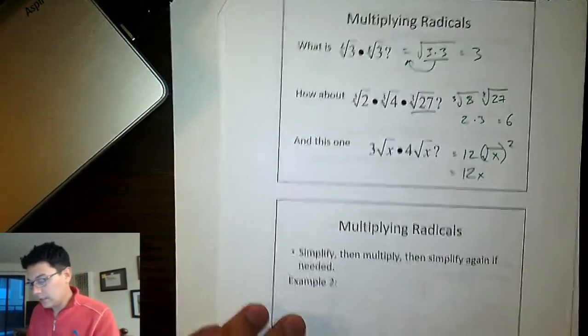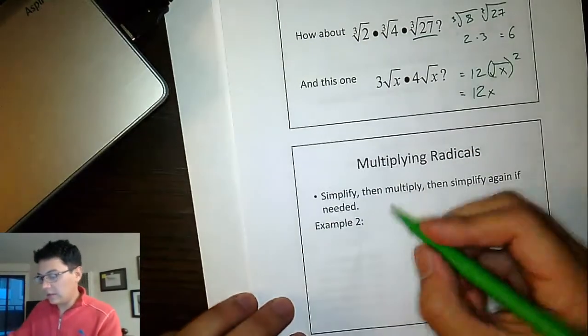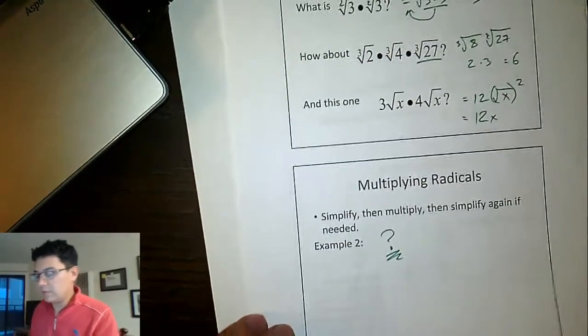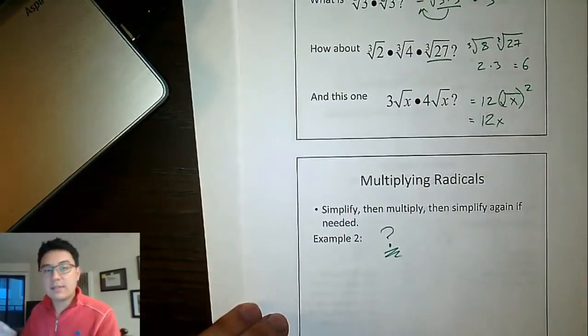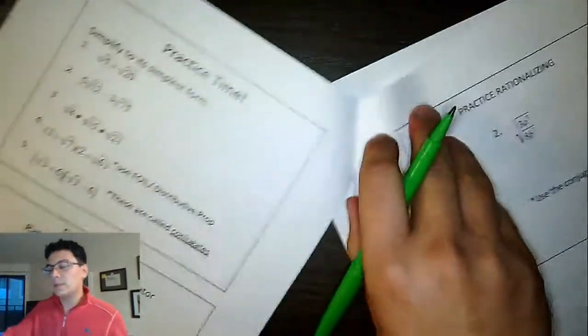Let's see here. Simplify, then multiply, then simplify again, and there's actually no example here. That's unfortunate. We'll do some more of these in class. I'm not too worried about there being a missing example there.